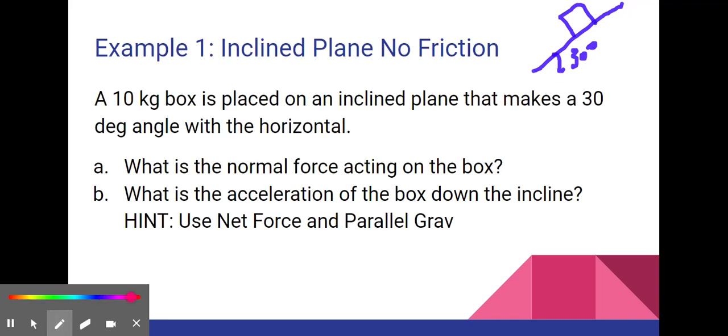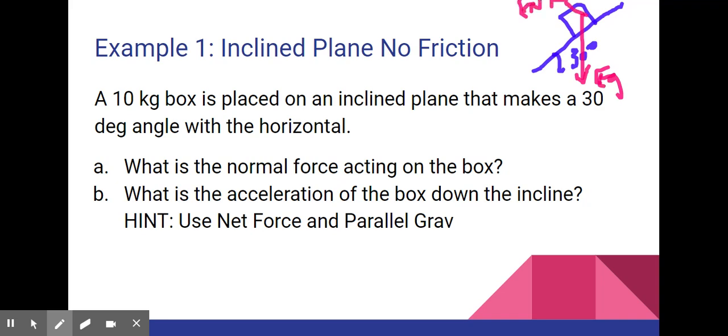So I'm going to draw these forces. We have Fg. We have our normal force, Fn. We have our parallel force, and these are not to scale. And our perpendicular force. Typically, you'd want to draw them to scale, but I've got not the best tools for this right now. Okay, what's the normal force acting on the box?